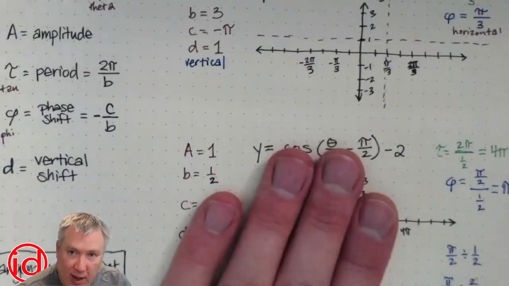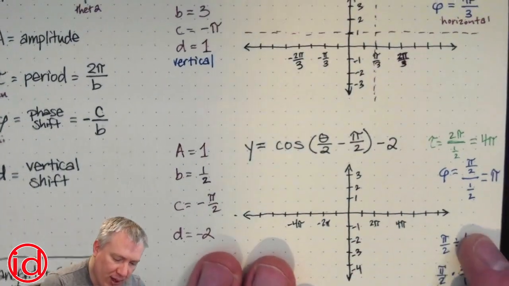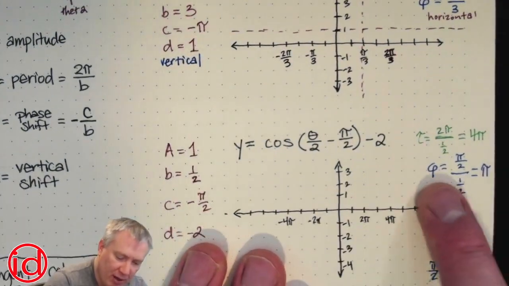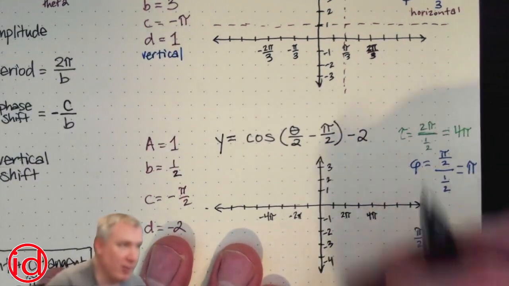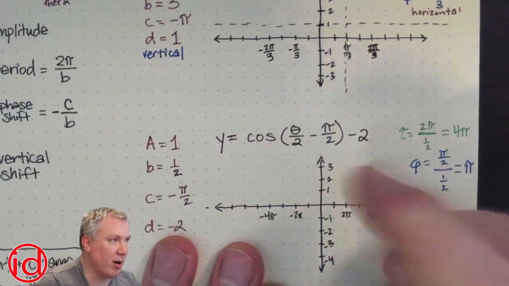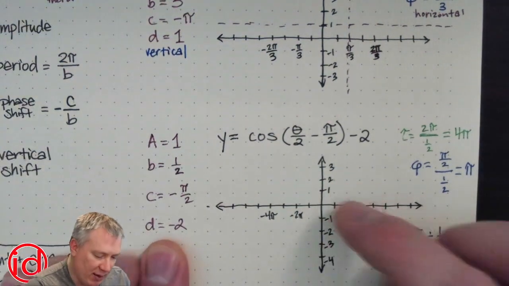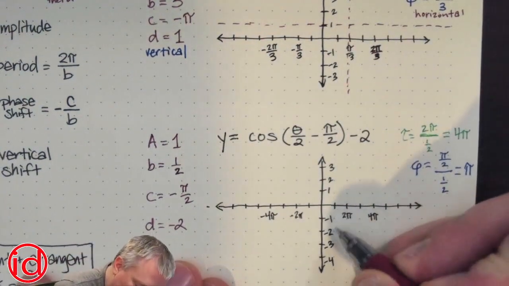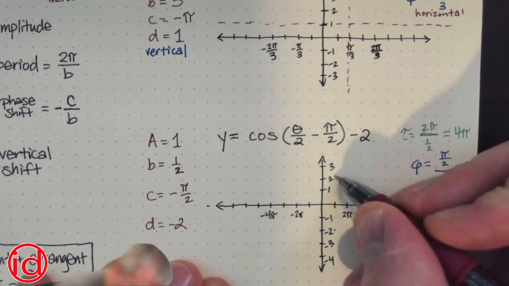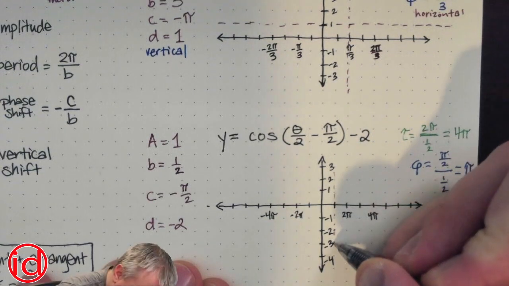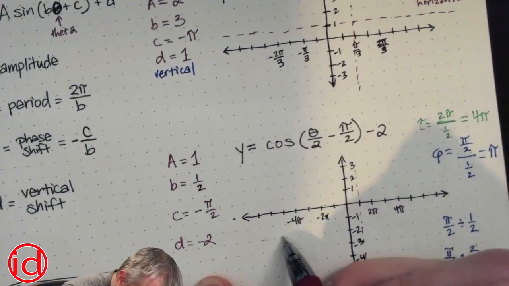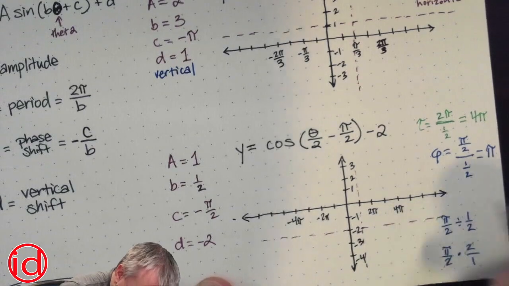All right, now down here to do the same thing, I'm going to ask, what's my phase shift? My phase shift is pi, so that means a right pi, which is this first tick mark. And then my vertical shift is -2, so down 2. So right pi, down 2. There's now my new pseudo-origin of this wave that's been shifted around.